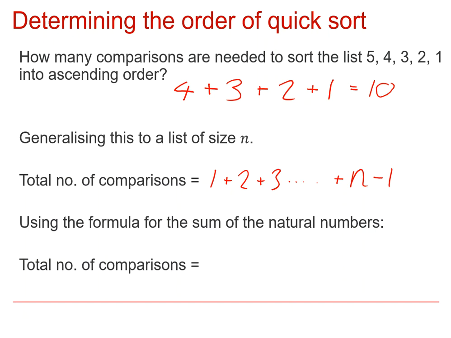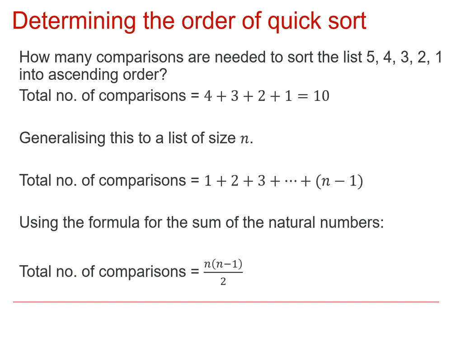And then if you know the formula for the sum of the first n natural numbers, what we find is that the total number of comparisons is n times (n minus 1) all over 2. Now, what's important here is not the details of that, but just how that thing tends to increase in size as n increases in size.